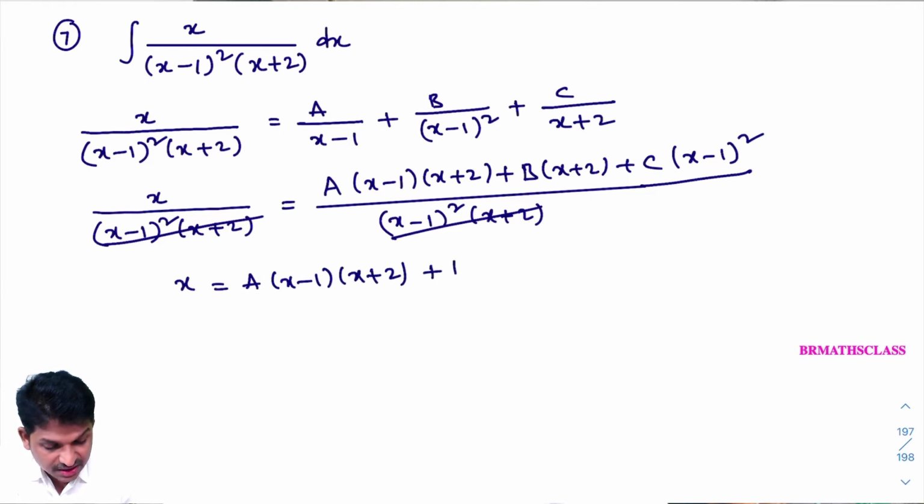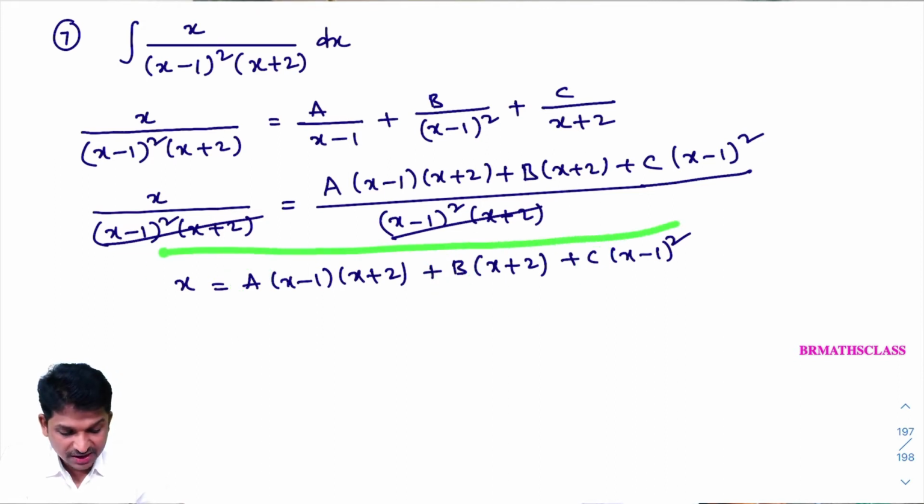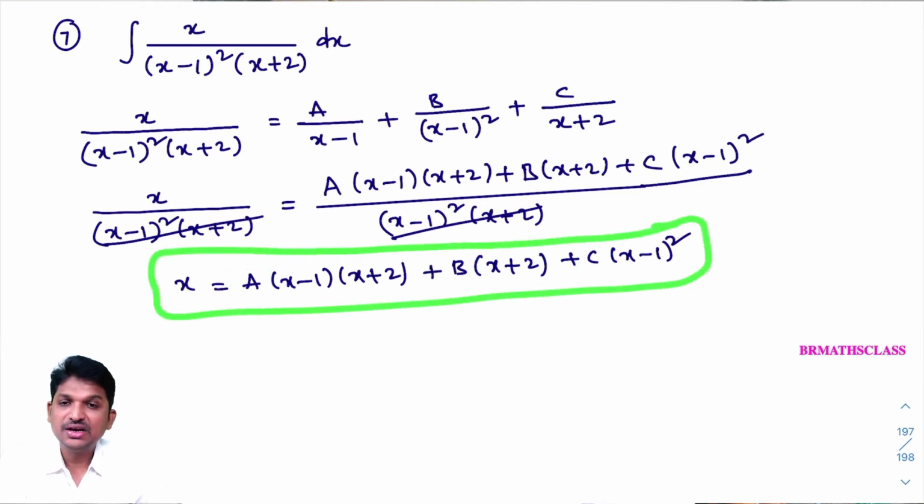Plus b into x plus 2. Plus c into x minus 1 whole square. I hope you are understanding. What is my basic idea here? I want to find a value, b value, c value. To find them, 2 methods are there. One is comparing the coefficients, another one is the tricky method. In the last type also we used the tricky method. I want to do as many values as possible by the tricky method.